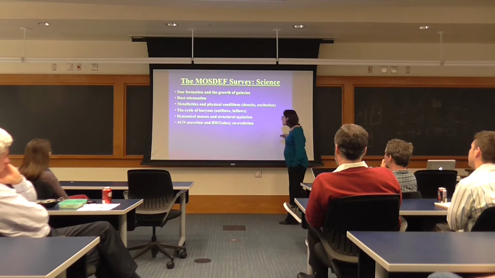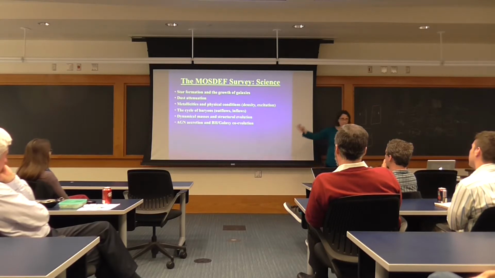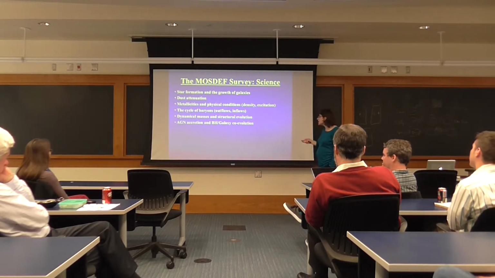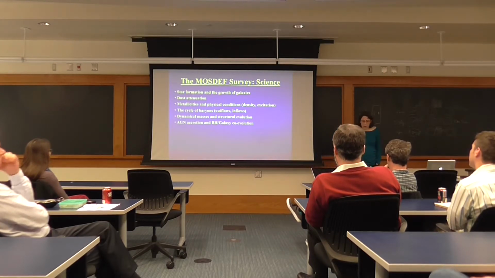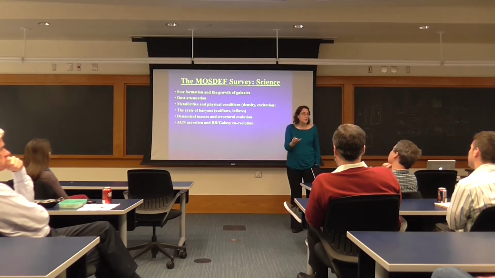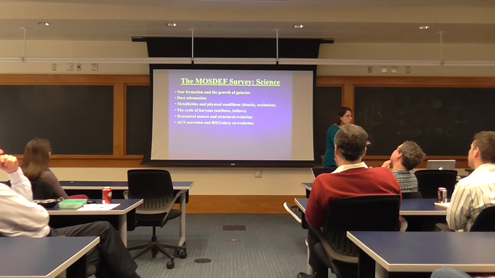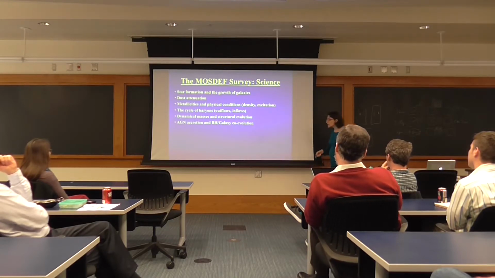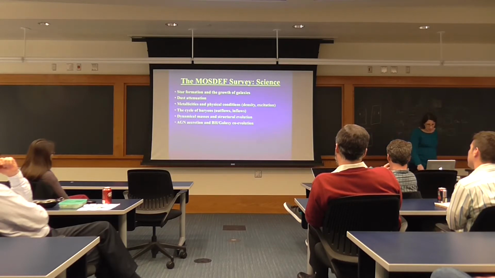We want to study the cycle of baryons. What does that mean? We want to understand how gas gets out of and into galaxies. We want to look at the dynamical masses and structural evolution of galaxies, because of course, every single galaxy for which we obtain a spectrum has an HST image in the rest frame optical, and also in most of the rest frame UV. Okay, so we can really look at the structural evolution of these galaxies. And as I'll describe, we can also look at the properties of active galactic nuclei in our sample and the coevolution of black holes and galaxies.